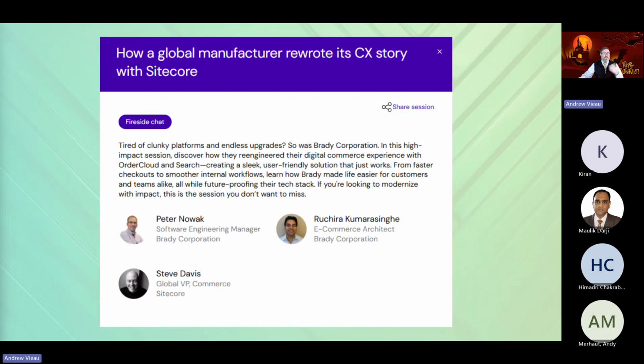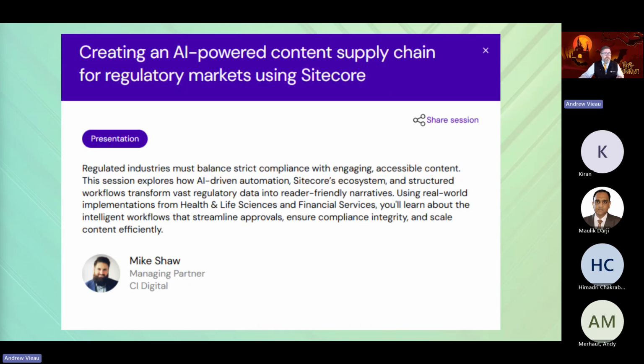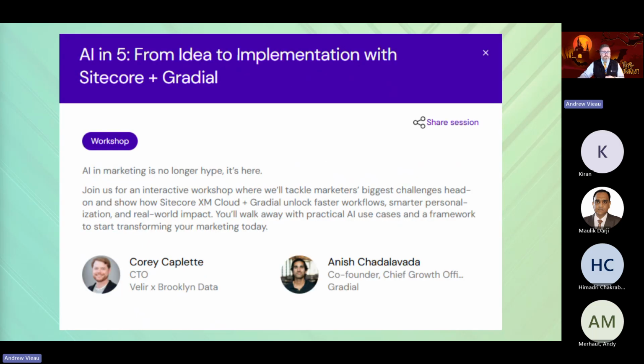So I'll go ahead and call out, these are in order starting on Tuesday. How a global manufacturer rewrote its customer experience story with Sitecore. We've got Sitecore's AI roadmap, how agentic frameworks will transform digital experience. Creating an AI-powered content supply chain for regulatory markets using Sitecore. This one will talk about workflow. And AI in 5, from idea to implementation with Sitecore and Gradial.